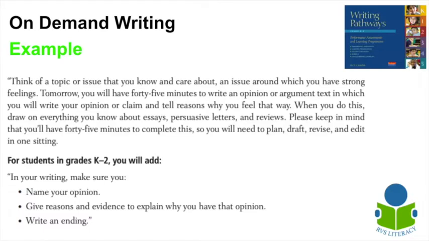Then specifically you're going to say, in your writing, make sure you name your opinion, give reasons and evidence to explain, and write an ending. So in your cooking, make sure you use shrimp, pepper, and, I don't know, green onion. So what you're doing is giving them specifics because you want to see what they're going to use, take, or make or write with what you've given them.